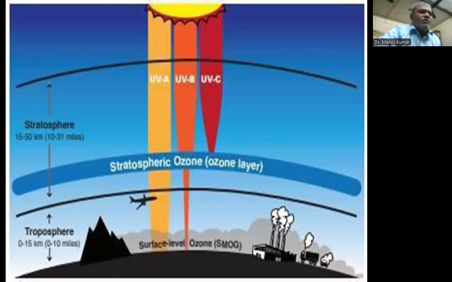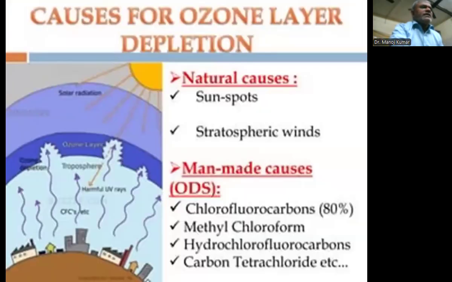Ozone hole formation and the ozone layer are shown here in the figure. The troposphere extends from around 0 to 15 kilometers, or 0 to 10 miles, from the earth's surface. Above the troposphere is the stratosphere, where the stratospheric ozone layer remains. Holes are created in this ozone layer and UV rays enter through it. This is the phenomenon of the ozone layer depletion process.